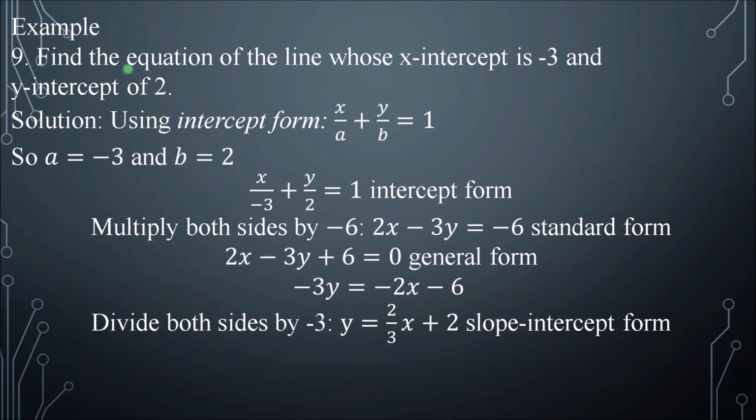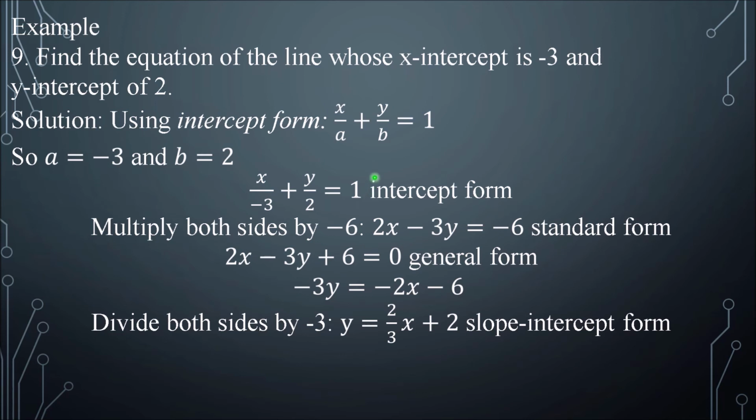Number 9. Find the equation of the line whose x-intercept is negative 3 and y-intercept of 2. Using intercept form, because the given are two intercepts, so x over a plus y over b equals 1, wherein a is the x-intercept, which is equal to negative 3, and then b is equal to 2, which is the y-intercept. Plug in x over negative 3 plus y over 2 is equal to 1. So this is our intercept form.